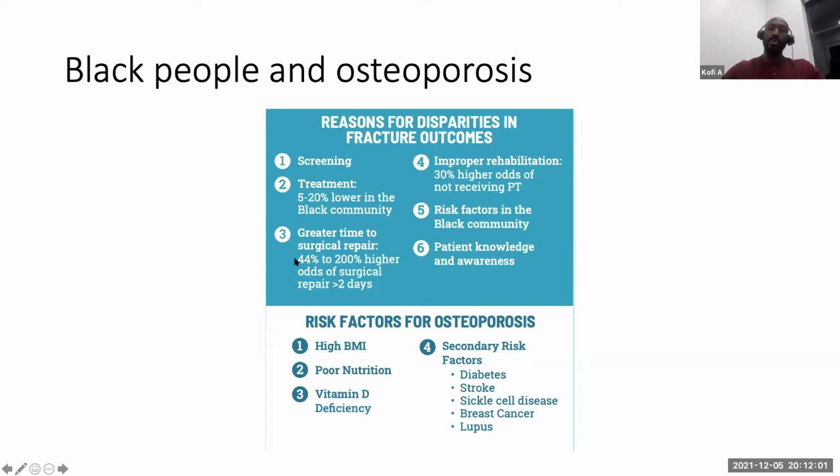That means that if two people who have the same diagnosis, each with a broken left hip, come to the hospital, and one person is white and one person is Black, the person who is white is more likely to get surgery sooner and therefore more likely to get back on their feet and improve their quality of life quicker than the Black person. And that is still happening in 2021.